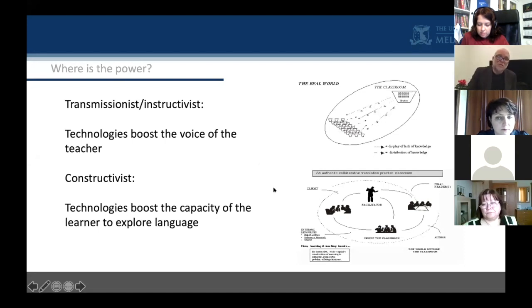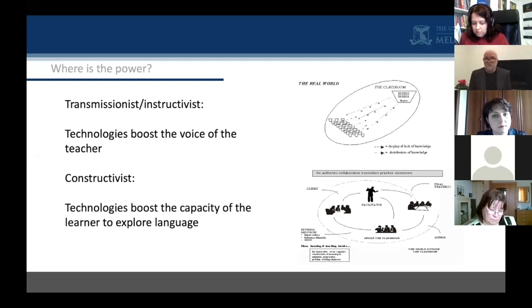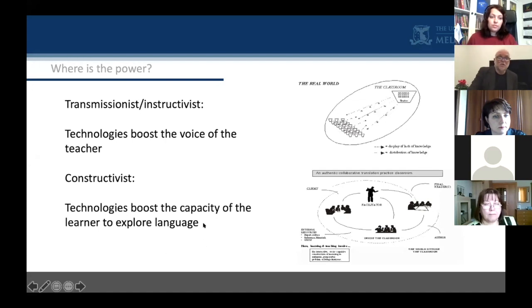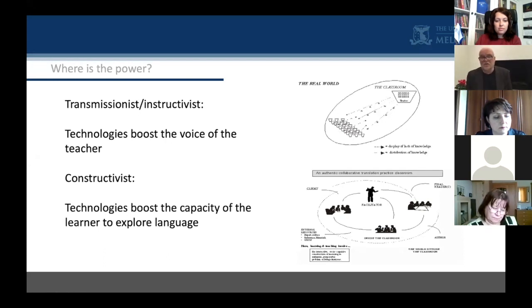But if you use the technologies I'm talking about as suggestions of what can be done, you give the students direct access to the range of alternatives, and you give them tools with which they can make their own decisions. So I think that used in a constructivist way, which I think is an appropriate way, technologies should boost the capacity of the learner to explore language independently of the authority of the teacher. And that, for me, is one of their great benefits.